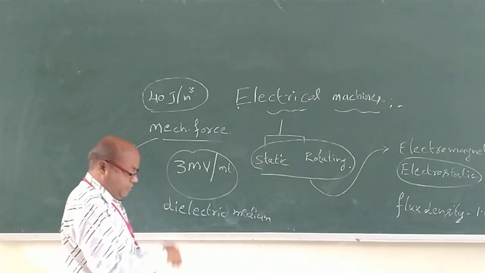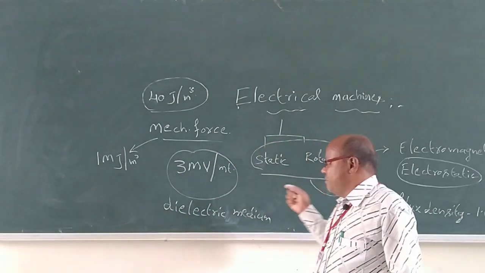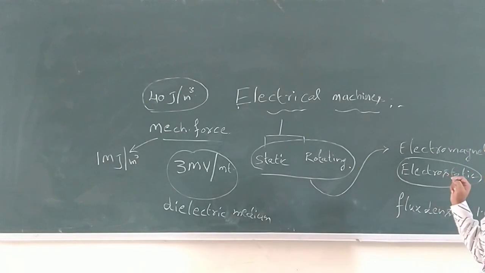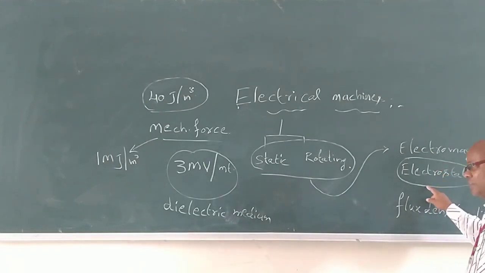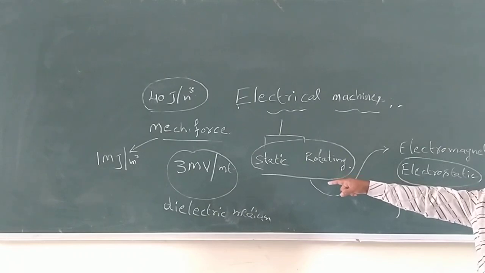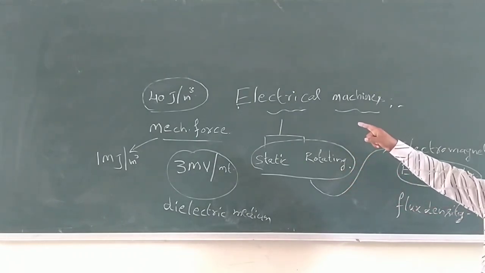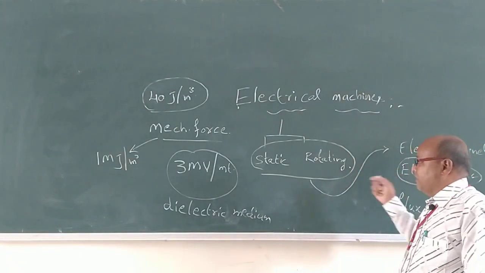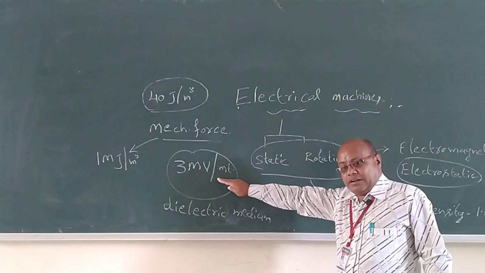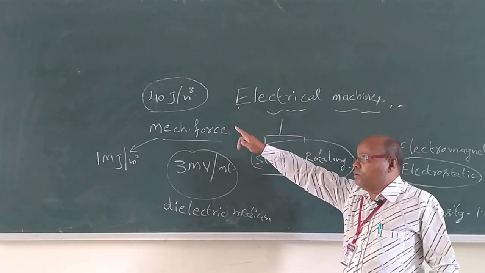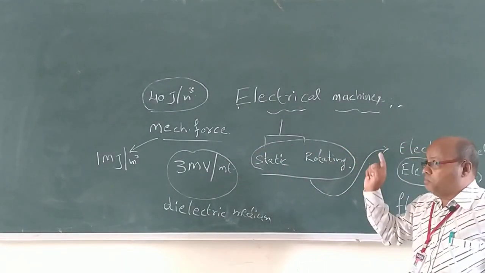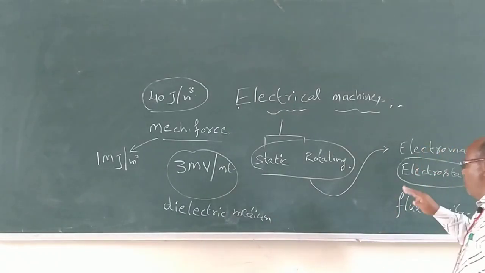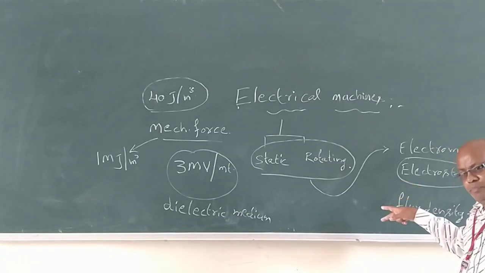So this is the difference. One is an electromagnetic method and the other is an electrostatic method. If you use the electrostatic method, from 3 megavolt input electrical energy, our output mechanical energy is 40 joules per meter cube. Similarly, if you go for the electromagnetic method, only a very small amount of current is necessary.